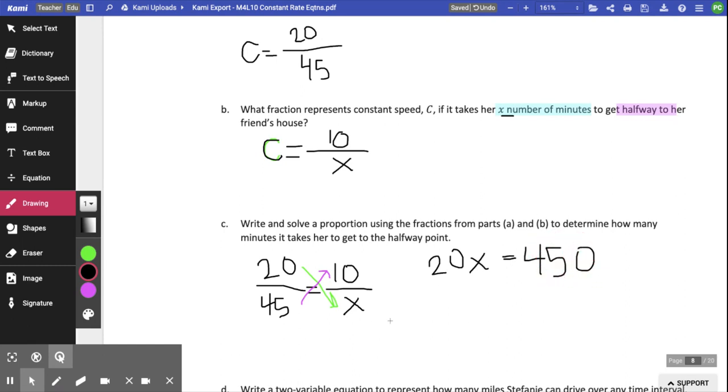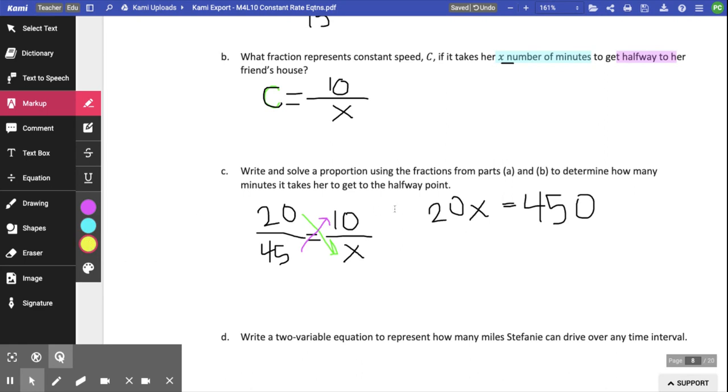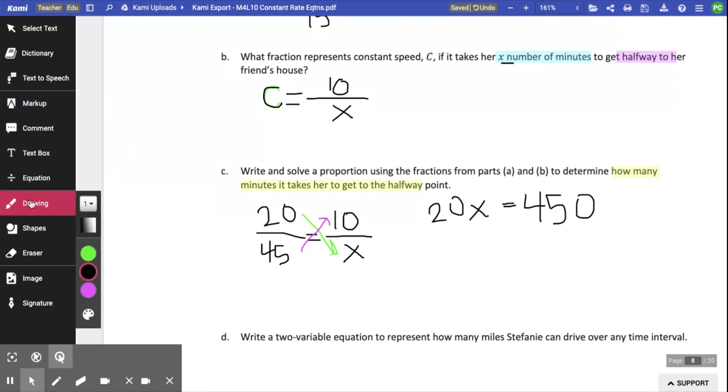Okay, so now I have this equation, and we want to know, there is a question here. I'm going to use this markup here, determine how many minutes. So the question is, how many minutes does it take her to get to her halfway point? How many minutes does it take her to get halfway to her friend's house? We want to know that. And this x is going to represent how many minutes it takes. So we need to solve for x.